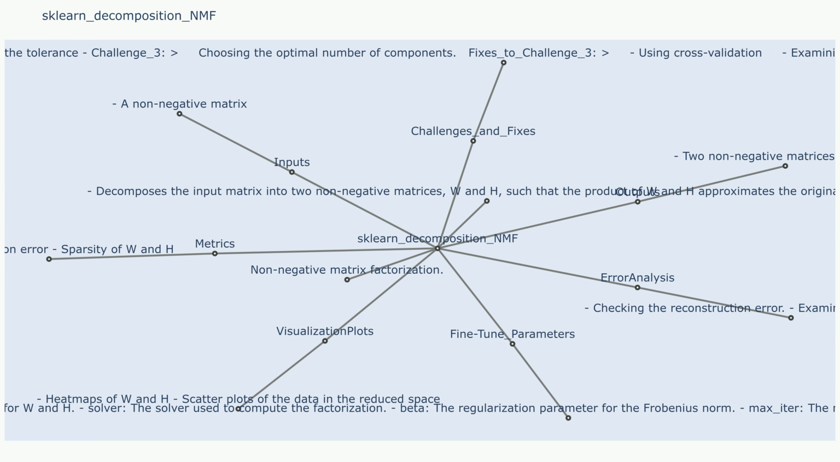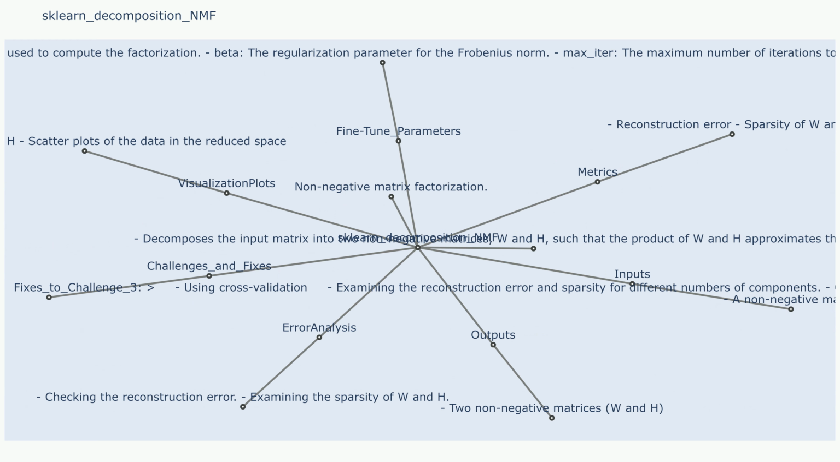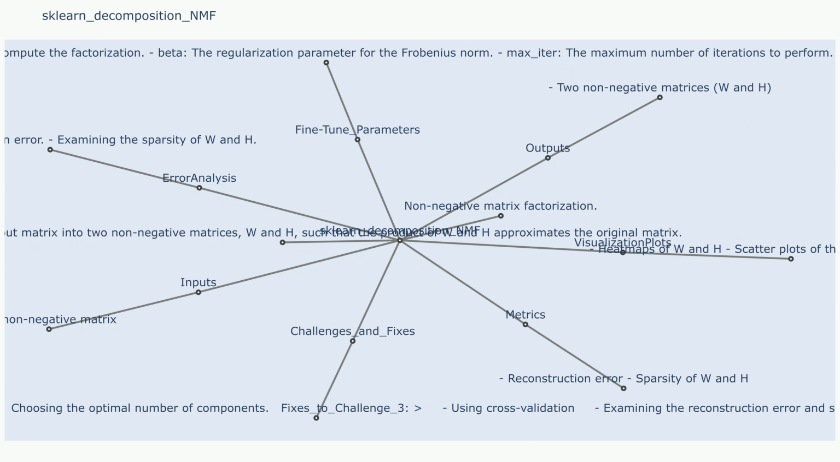Step 1. NMF initializes W and H with random non-negative values. NMF iteratively updates W and H using an optimization algorithm that minimizes the Frobenius norm of the difference between the original data matrix and the product of W and H. This process continues until convergence, which means that the difference between the original data matrix and the product of W and H is below a predefined threshold.